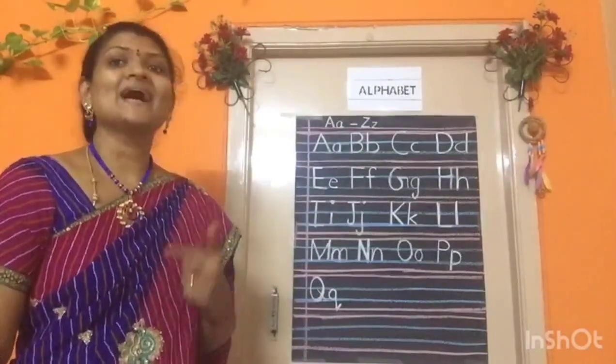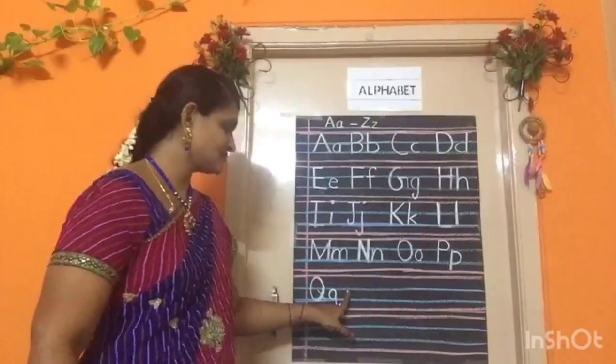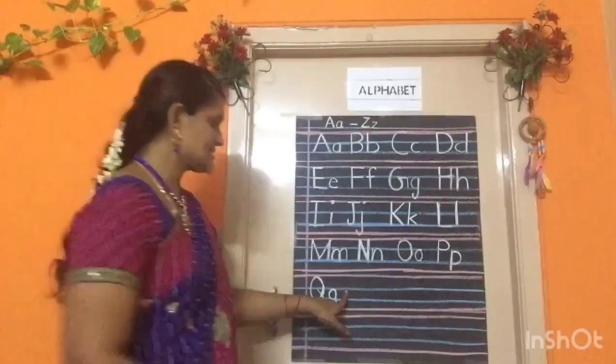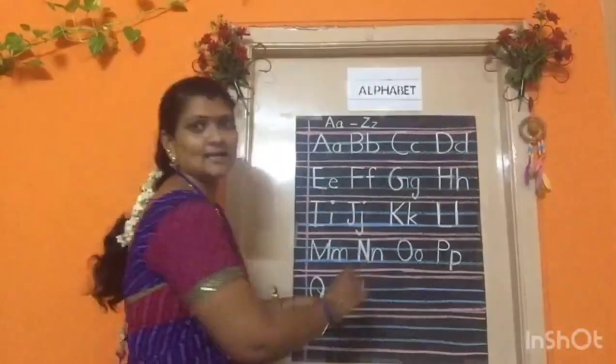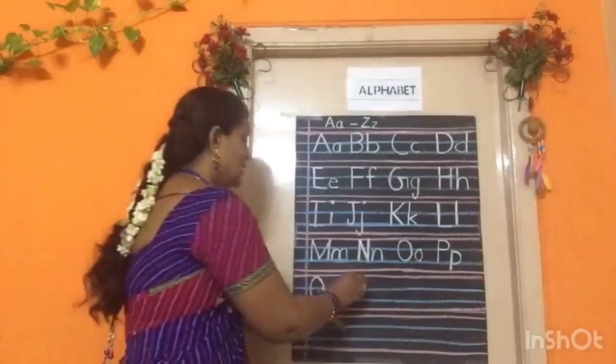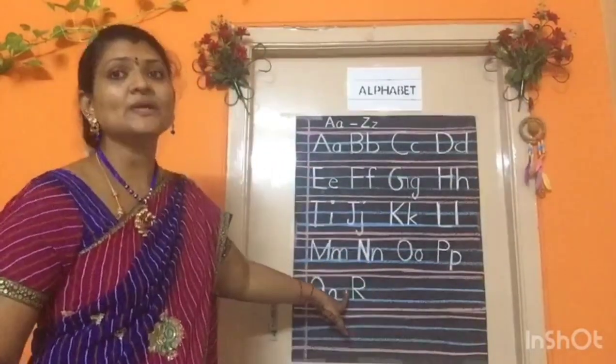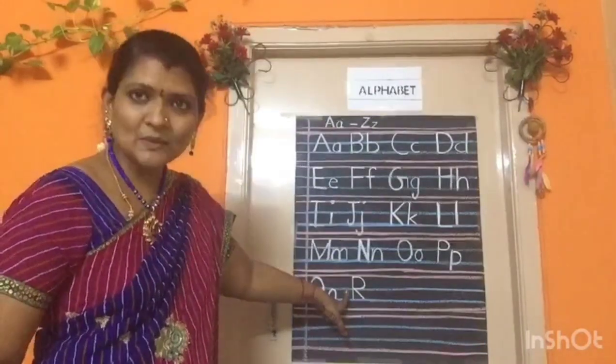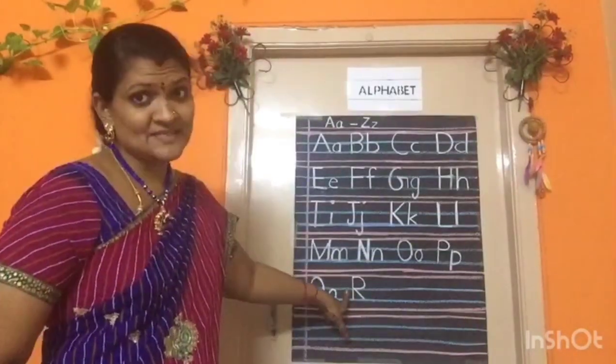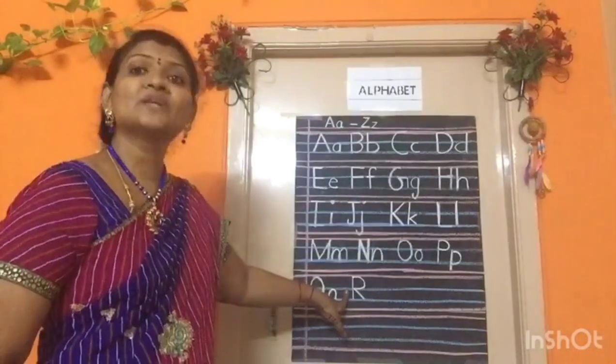Next comes R. Finger space. Vertical line. Right curve and left slant. Right curve in between pink and blue line. Left slant in between two blue lines.